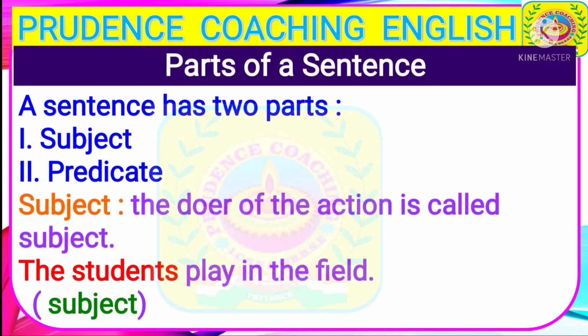If you don't know about a noun and a pronoun, then you must watch the video which we have already uploaded in this particular channel about the parts of speech. Now, let us see an example to understand this better. The students play in the field. So, who is playing in the field? The students. So, here who is performing the task or doing the action? The students. So, here the students is the subject.